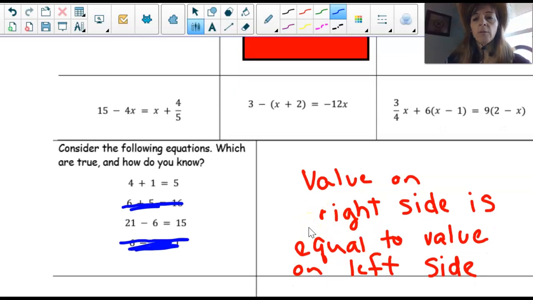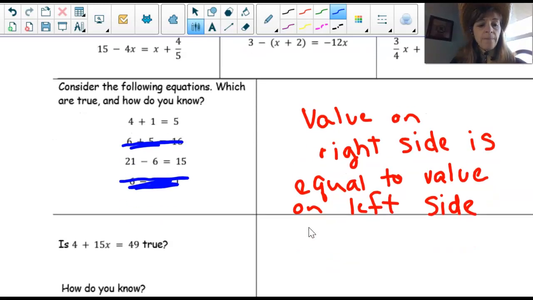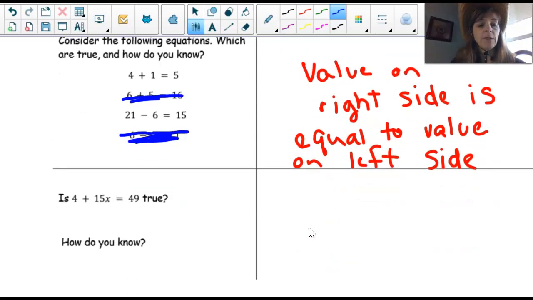That might be very easy for you right now, but it makes sense when we're solving these equations in x as well. So let's try this. Is 4 plus 15x equal to 49? Well, we're going to solve for x.